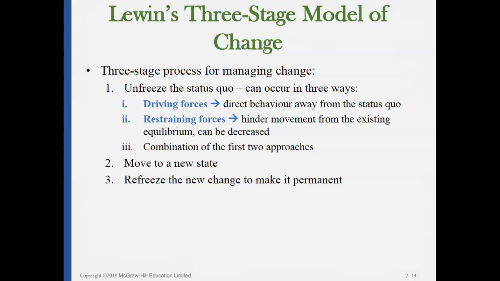Restraining forces, hinder movement from existing equilibrium, can be decreased. And then a combination of the first few points. So you're trying to direct behavior, and then you're also trying to remove any obstacles that are going to hinder the performance. Then you move to the new state, and then you refreeze that change and make it permanent. So the unfreeze, the moving, and then you freeze again, and hopefully you lock in a new policy, procedure, outlook, technology that's going to help you move forward and be more competitive in a world that's always changing.